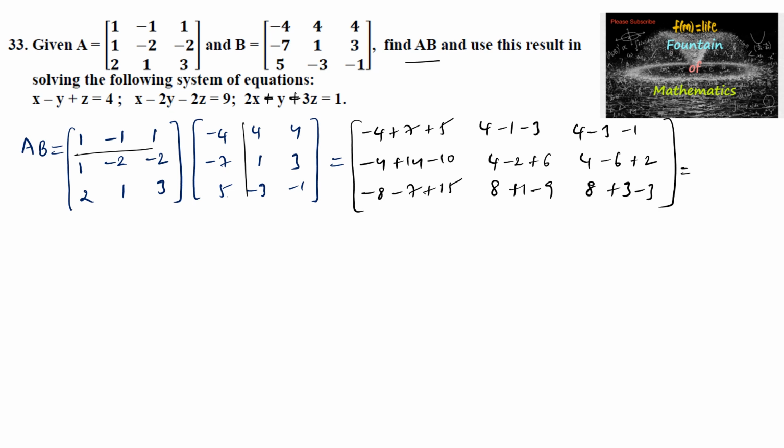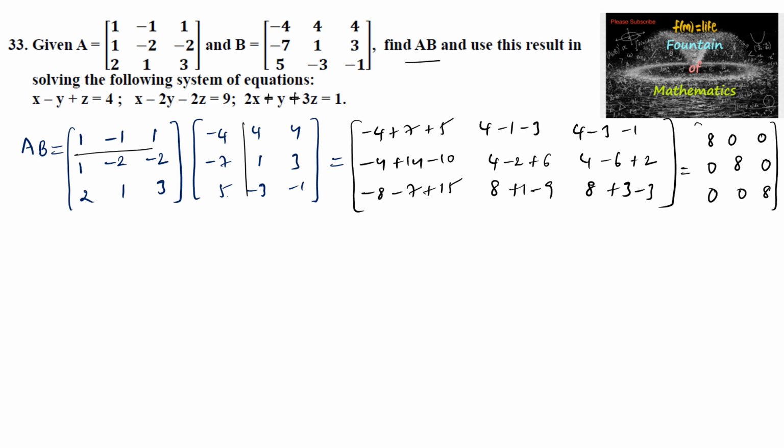So we can write 7 plus 5 is 12, 12 minus 4 is 8, 4 minus 4 is 0, and 4 minus 4 is 0, and here 14 minus 10, 4 minus 4 is 0 again, 10 minus 2 that is 8, and here 8 minus 6 minus 6 that is 0, and here 0, and 9 minus 9 is 0, and 8 plus 3 minus 3 is 8.